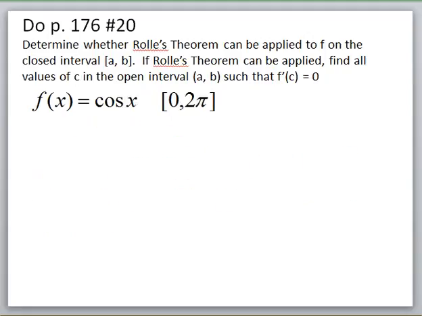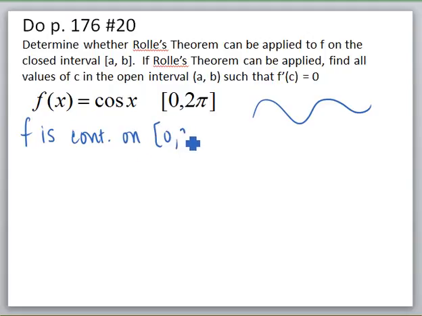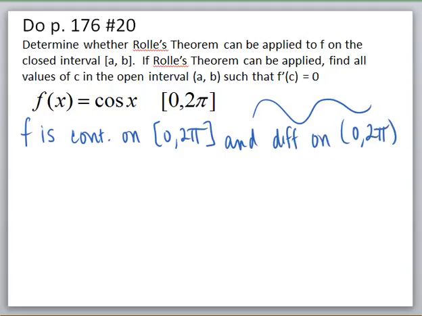Going on to the next one, I can immediately picture in my mind that cosine of x is going to be continuous. It is also going to be differentiable. So we're just going to go ahead and state that. So f is continuous on 0 to 2 pi, closed interval, and differentiable on the open interval 0 to 2 pi. The third thing that has to hold true is that f of a has to equal f of b. So f of 0 has to be the same as f of 2 pi. So we're going to check that.